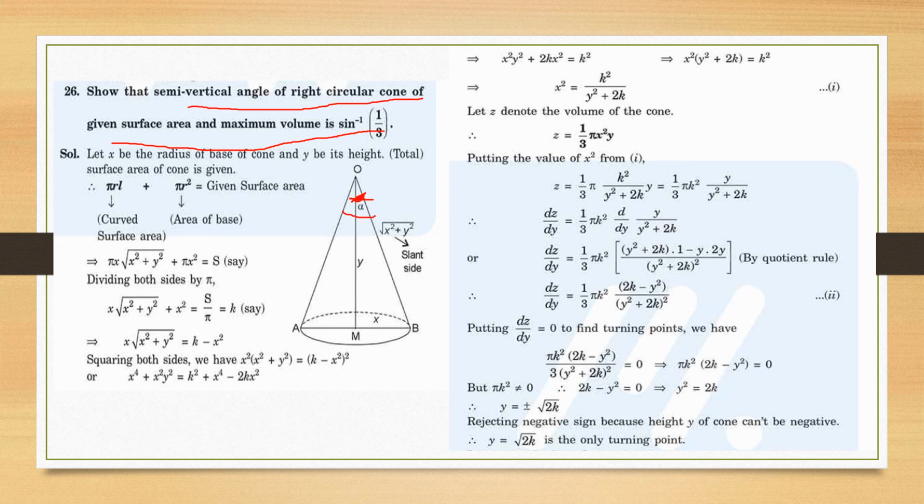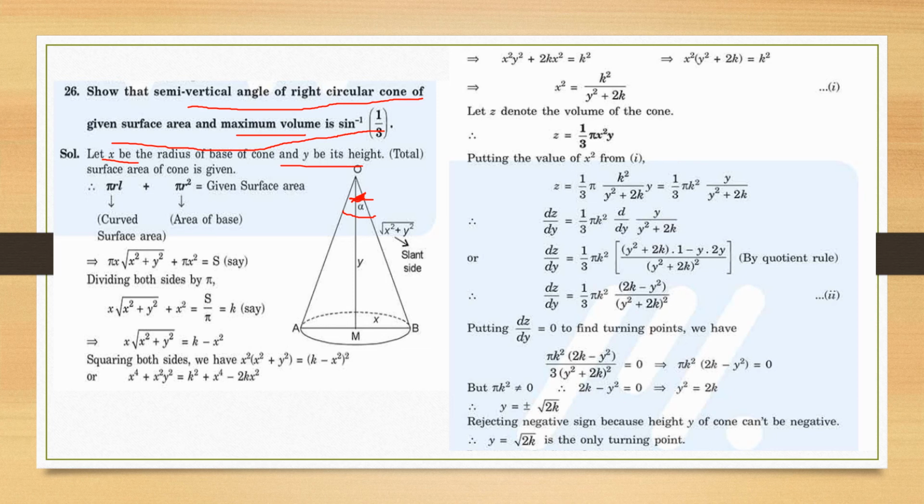Let us start. As the surface area is given, I have to use it to change the two variables in the volume formula to a single variable, and then I will apply the second derivative test to my volume. So let us start with x as the radius of the base and y as the height. y is this complete height.